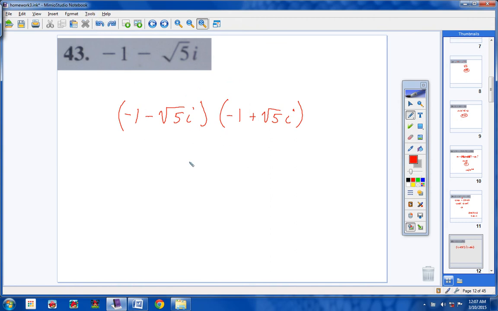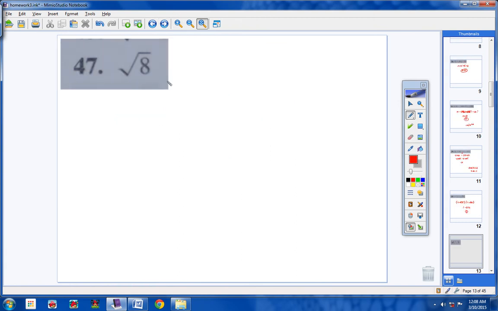So negative 1 times negative 1 is 1, and then a negative times the positive is negative. Square root of 5 times square root of 5 is just 5. Okay? I times I is I squared. Alright? Now, I squared, of course, is a negative 1, so we really have a negative 1 here. Negative 5 times negative 1 is 5, plus 1 is 6. So there we go. When you multiply these two conjugates together, you should get 6. Alright? Okay, moving on to number 47. Well, now be careful on the conjugate of 8 here. Okay? Be really careful on this.